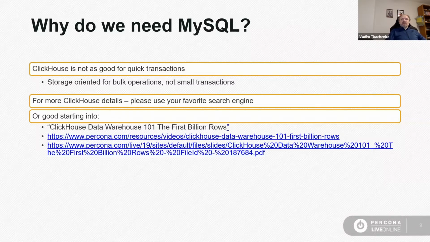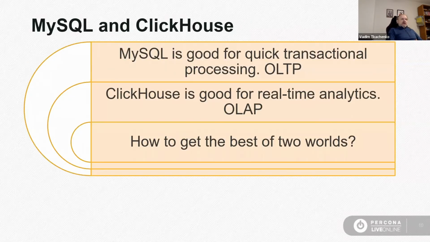You can Google, or use whatever your favorite search engine is, or you can look up materials already available from Percona conferences and in Percona presentations. So if MySQL is good for quick transactional processing and ClickHouse is good for real-time analytics, how do we get the best of two worlds?